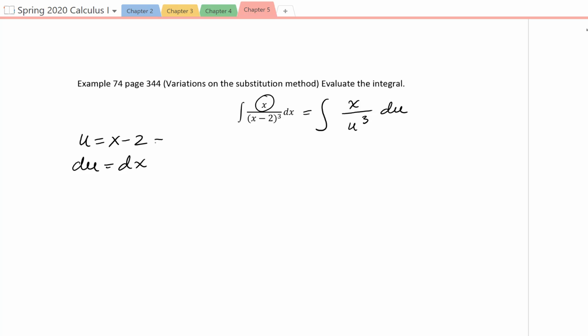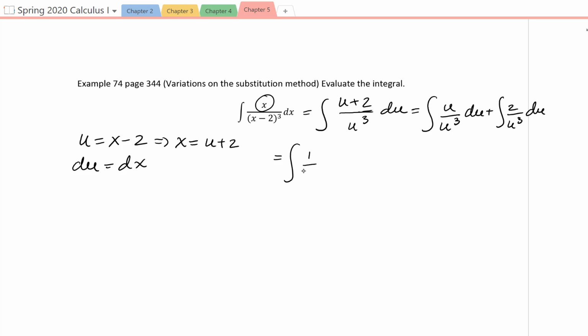So what I'm going to do from here is solve for x, and it's going to be u plus 2. So at the top, instead of x, I put u plus 2, and there you go, we have everything in u. So I can separate it into the integral of u over u to the third du, plus the integral of 2 over u to the third du. So you get 1 over u squared, because you cancel, plus the integral of 2 over u to the third du. So please finish this on your own.